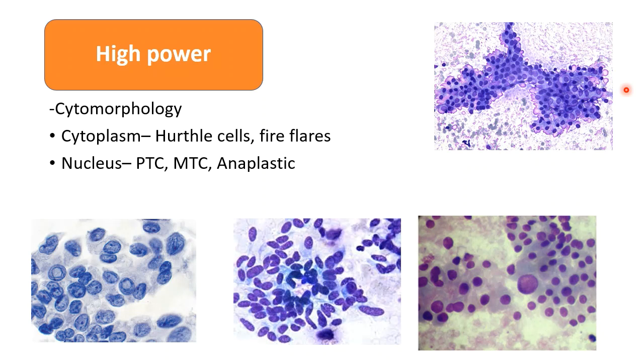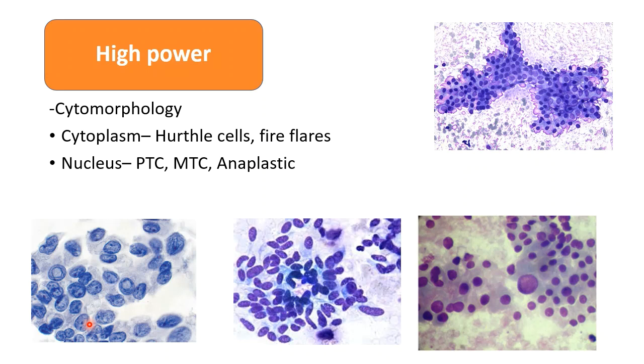So once we have examined the slide in low power, go to high power. In high power, we have to look for the cytomorphology of the cells, nucleus as well as the cytoplasm. So in the cytoplasm, you can get flare cells. Flaring can be seen in neoplastic lesions as well as in non-neoplastic lesions. It does not indicate that the lesion is non-neoplastic. Then you can get Hurthle cells. Hurthle cells can show anisonucleosis and they have abundant eosinophilic granular cytoplasm. Prominent nucleolus can be seen.